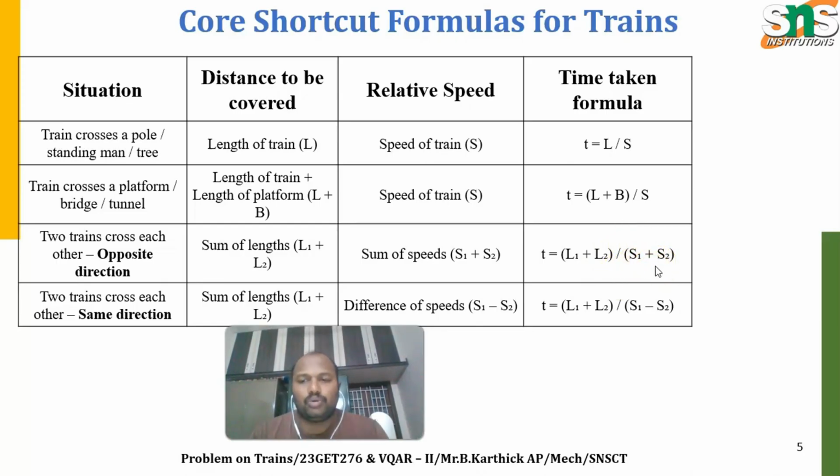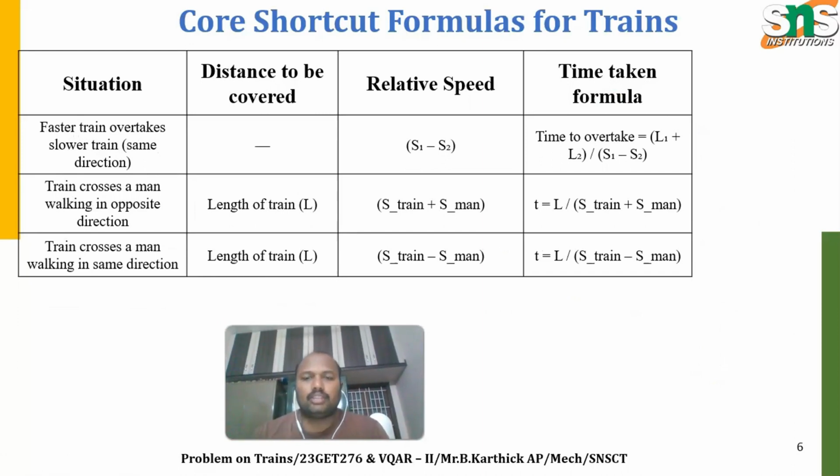Now when it comes to trains crossing in the same direction, the most important thing to keep in mind is that the sum of the lengths L1 and L2 has to be added, but the difference of the speeds should be taken. One, the length is added. Second, the difference of the speeds has to be taken, that is S1 minus S2. So the time taken is the sum of the lengths, L1 plus L2, divided by the difference of speeds.